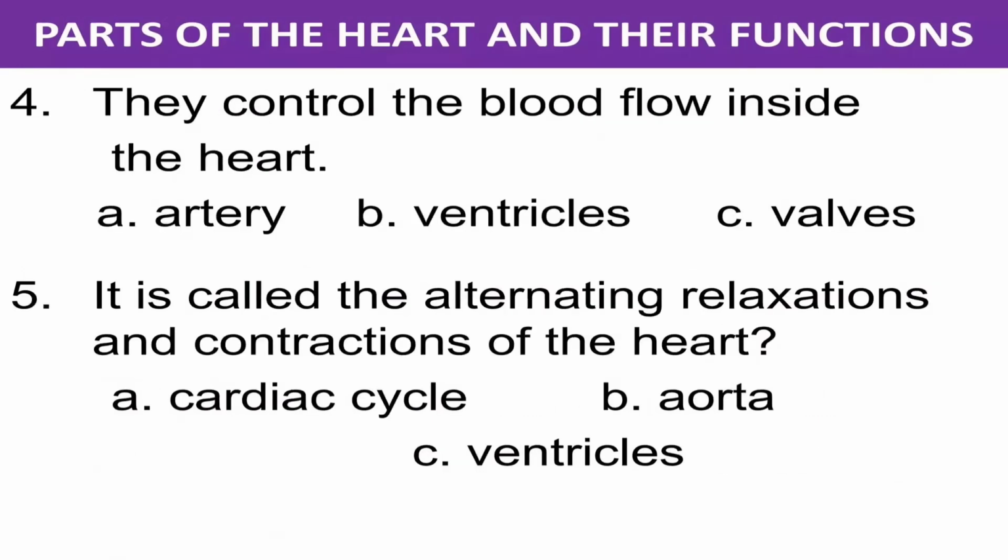Next is they control the blood flow inside the heart. Option A artery, B ventricle, C valve. Yes, you are correct. It's valves. Next is it is called the alternating relaxation and contraction of the heartbeat. Cardiac cycle, aorta, or ventricle. Yes, it's the cardiac cycle.